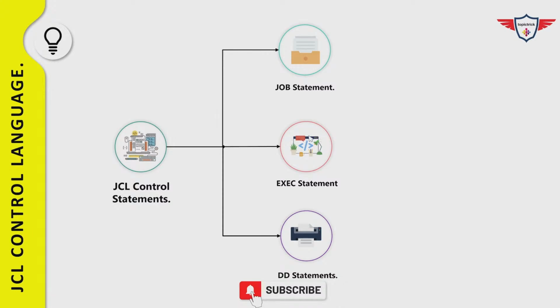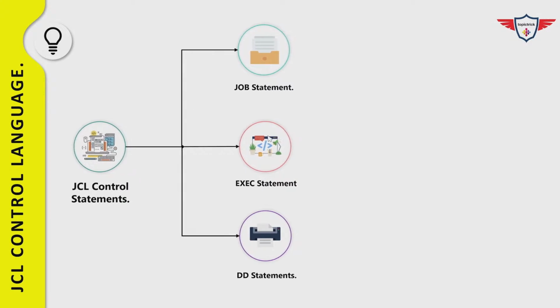A job statement actually marks the beginning of a job, and it is used to provide the vital information related to your shop. The second statement is the execute statement, and it generally marks the beginning of a job step, and it is used to provide the program name or the proc that you want to execute. And the third statement is the data definition statement, or DD statement. These statements are generally used to provide information related to the input and output datasets.